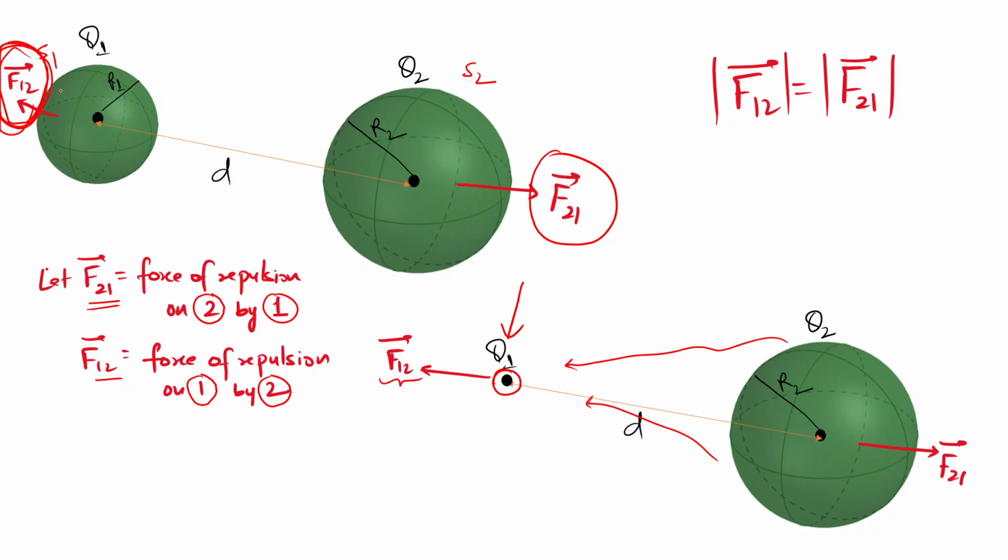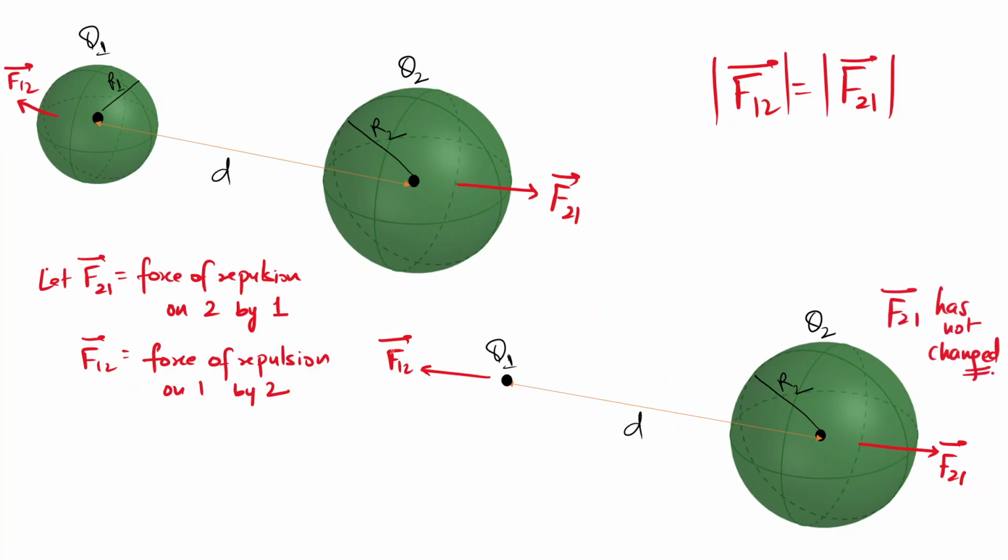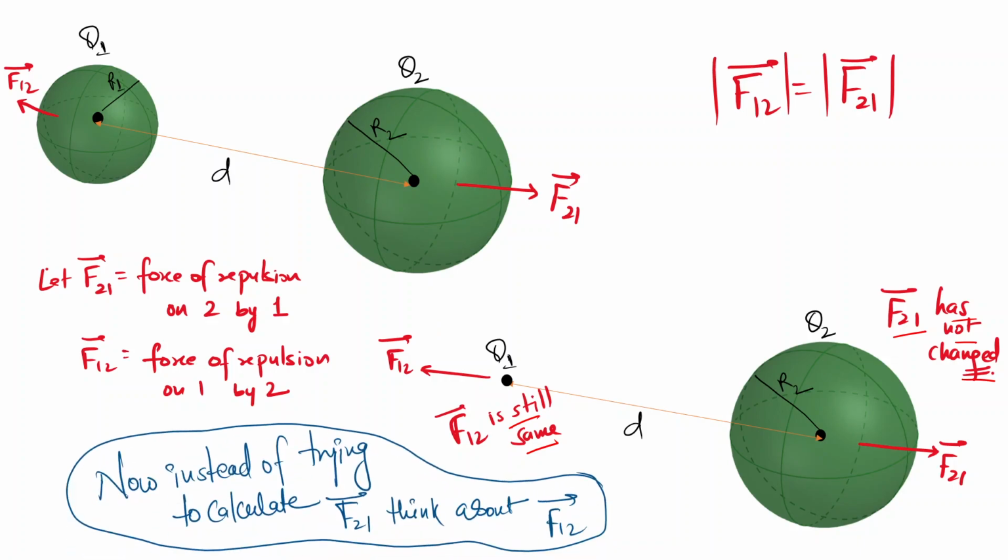What this spherical shell was observing, the same force is being observed by this point charge here. And because these two forces are the same, now we can shift our attention. You see, F21 has not changed, F12 has not changed as before. They are the same, their magnitudes and directions are the same as before. So now we can shift our attention not from F21 to F12.